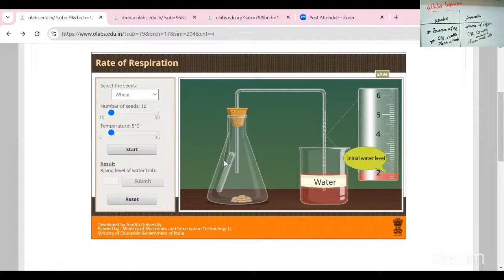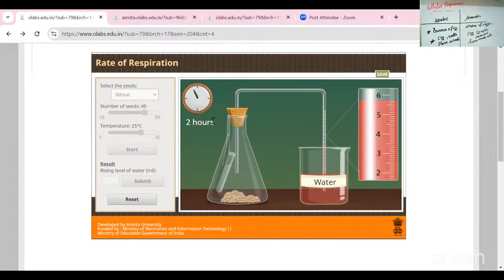We will see how respiration is done with the help of the scale. I'm choosing the number of seeds and the temperature level. The temperature level is 25 degrees centigrade, and the number of seeds is 40. I'm going to press the start button. Respiration is going on in this part. Please look at the scale: the scale level is increasing here, showing how the respiration process is going on.